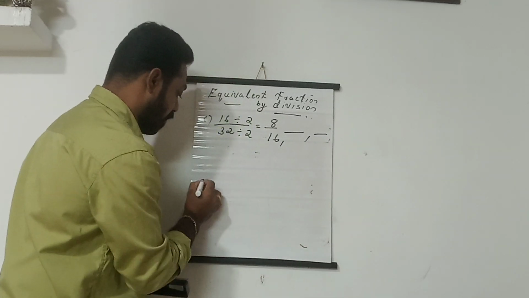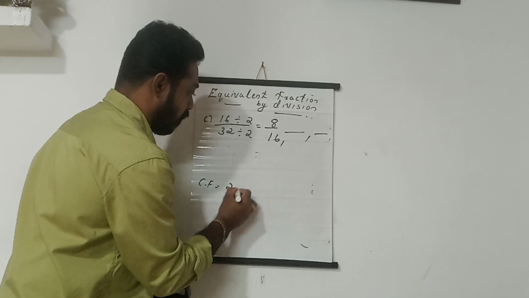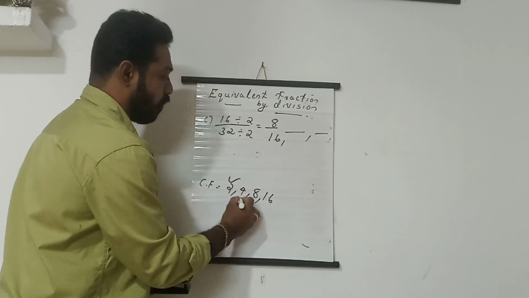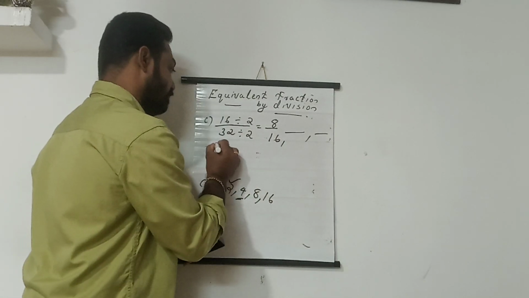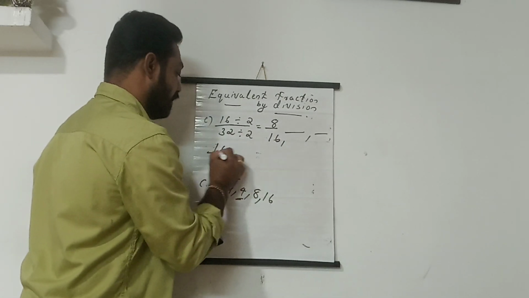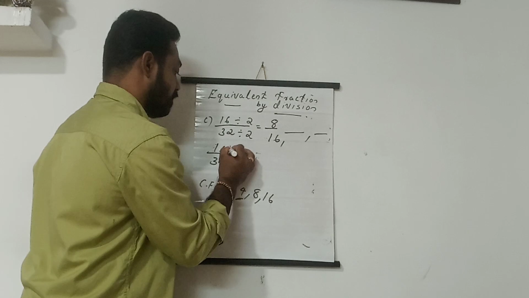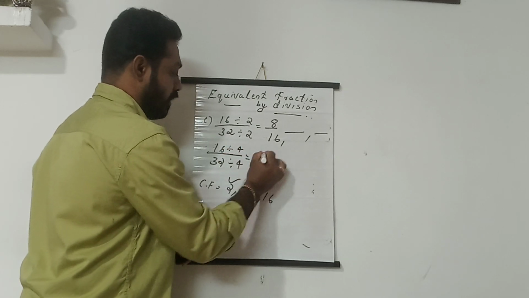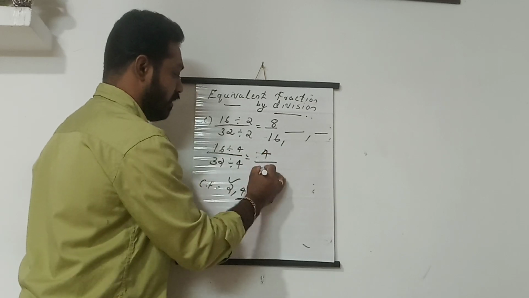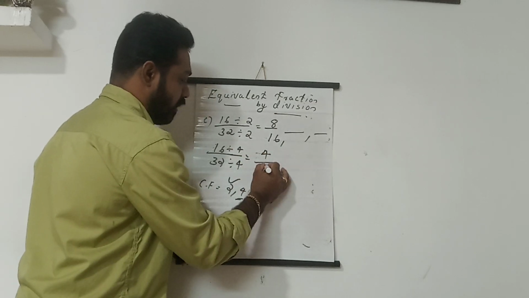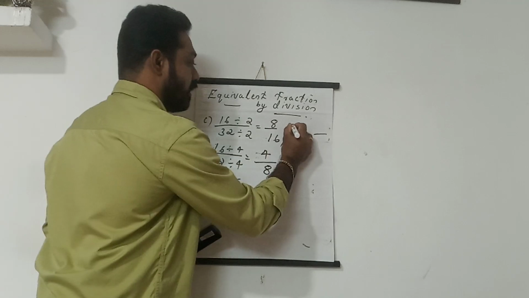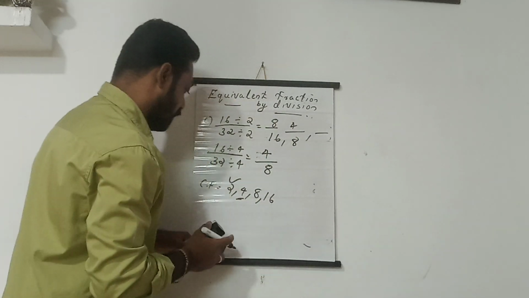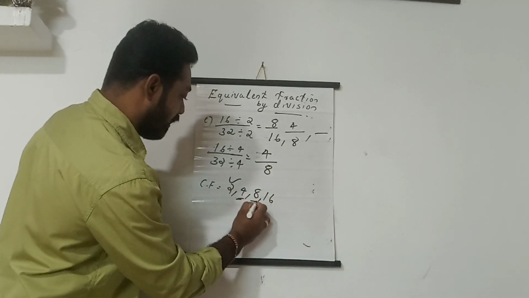So what other common factors did we get? 2, 4, 8, 16, isn't it? So 2 is already finished. Now take 4. You have to divide 16 by 32 by 4. Then you will get 4. 4 4s are 16, isn't it? 4 8s are 32. So what is the answer? 4 by 8. So what is the next number? 4 by 8. Understand? Now you have to divide 16 by 32 by 8.